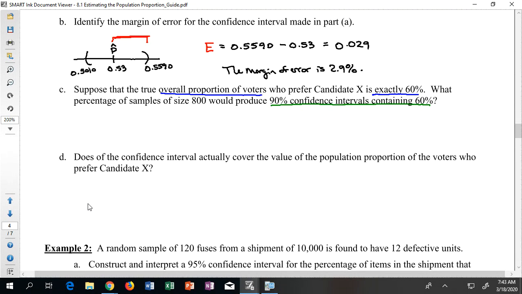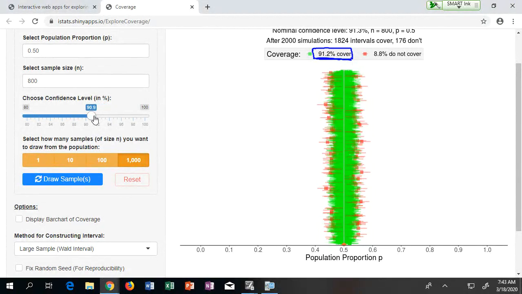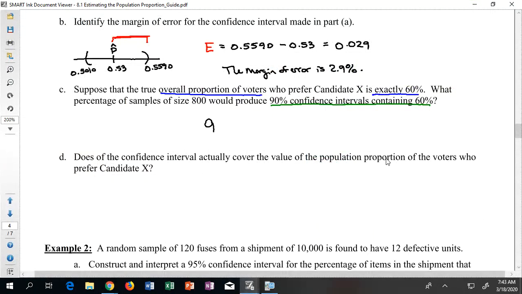Wasn't that exactly what we talked about in the simulation? That if I create 90% confidence intervals, and I'll just adjust this value down, if I create 90% confidence intervals, then it's 90%. So this question here requires pretty much no work. 90% of 90% confidence intervals are good, which means, of course, that 10% of those types of intervals are bad.